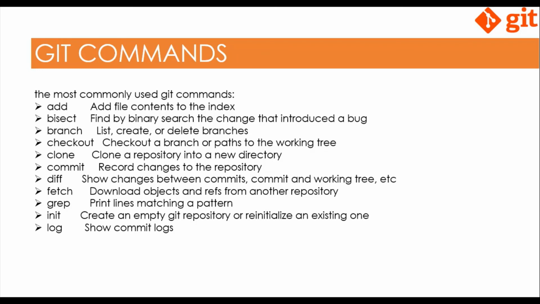In this lecture we are going to talk about git commands. The most commonly used git commands are: add, which adds file contents to the index; bisect, which finds by binary search the change that introduced a bug; branch, which lists, creates or deletes branches; checkout, which checks out a branch or a path to the working tree; clone, which clones a repository into a new directory; commit, which records changes to the repository; diff, which shows changes between commits and the working tree, etc.